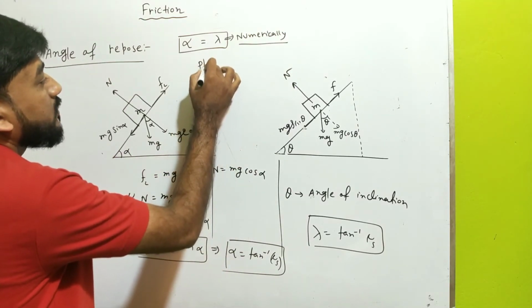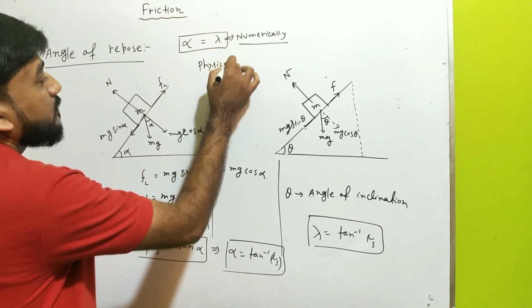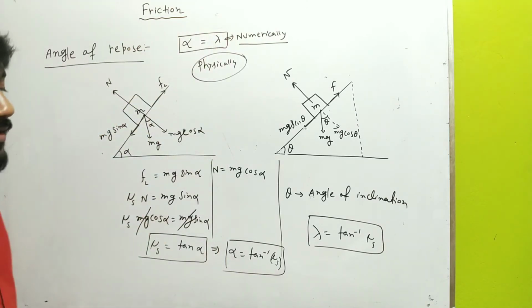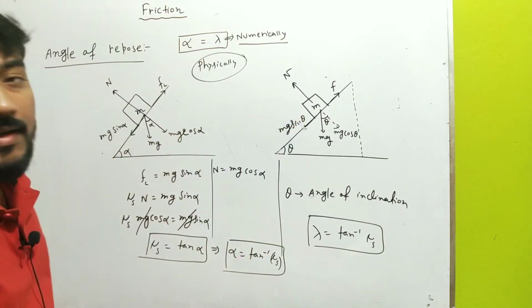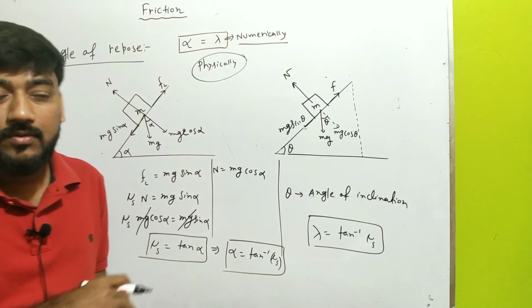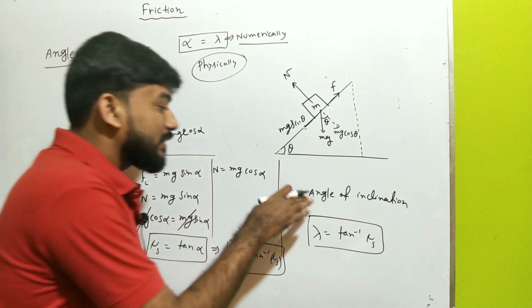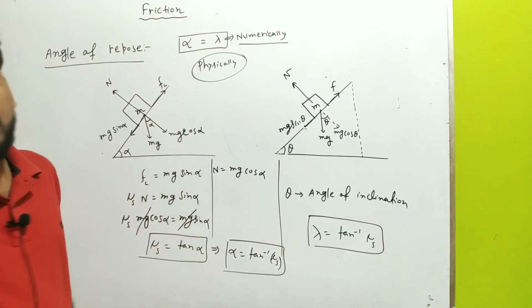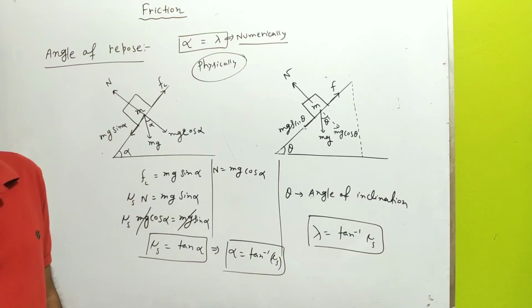physically they are different, because alpha and lambda relate to different kinds of situations when you talk about friction. Okay, so this is all about the angle of repose. Please don't confuse that theta is the angle of inclination, and a particular situation of theta is known as the angle of repose.